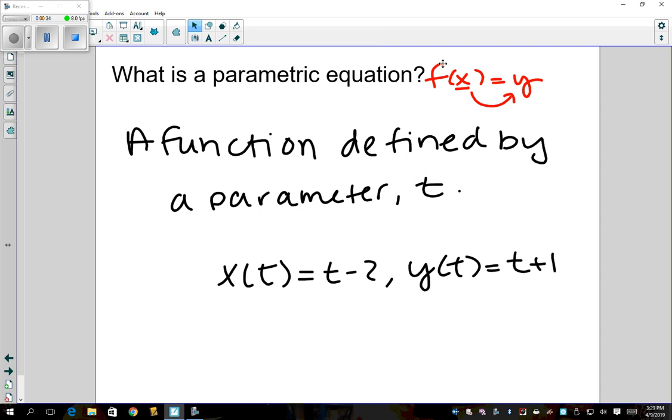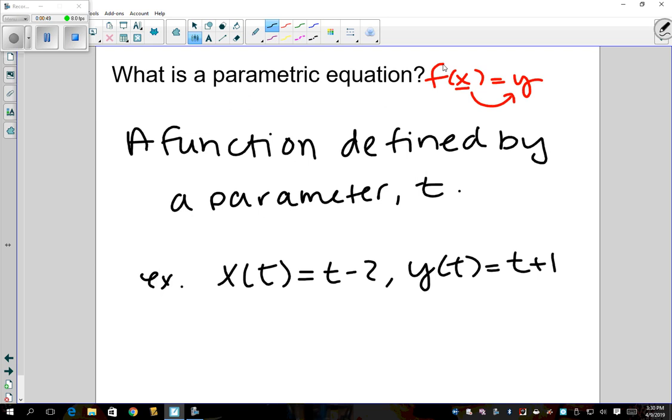With parametric equations, we're still dealing with x and y values, but we have this new parameter t. So instead of plugging in an x and getting out a y, I'm plugging in a t and getting out 2 separate x's and y's.